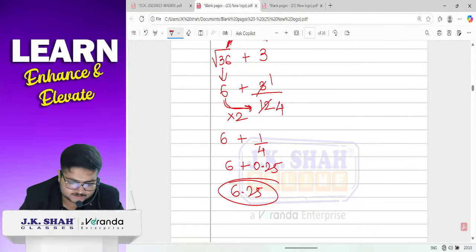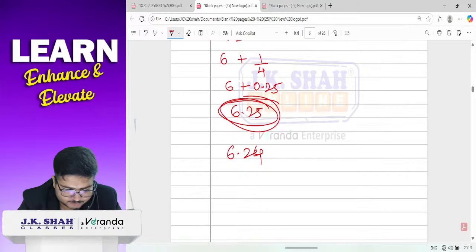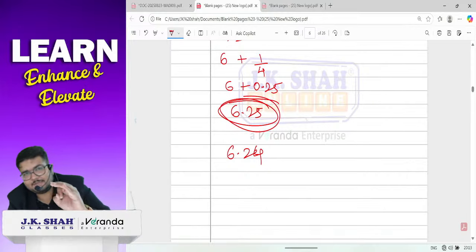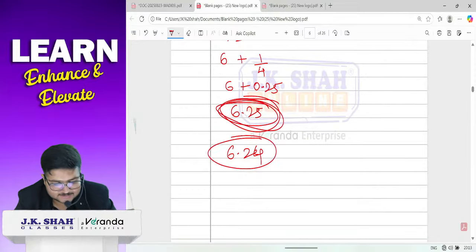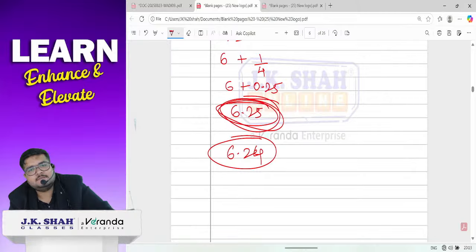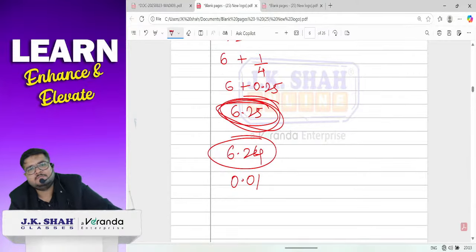If you calculate in the calculator, you will get the answer as 6.24. But we got 6.25. This answer won't be accurate, but it will be very, very close to your original answer. Because see the closeness. This much close will be the answer. The difference will be only 0.01.